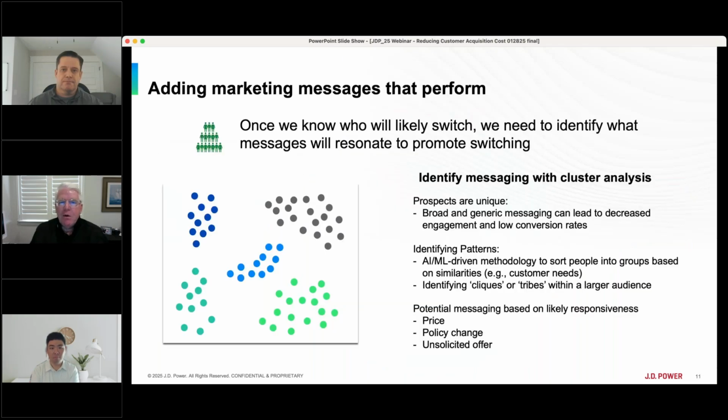All right, now let me get back to the second question, which is once we've identified the group we want to go after, how do we know what marketing messages are going to resonate and really perform with that group?